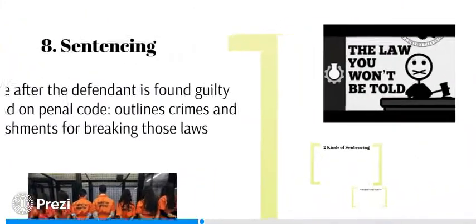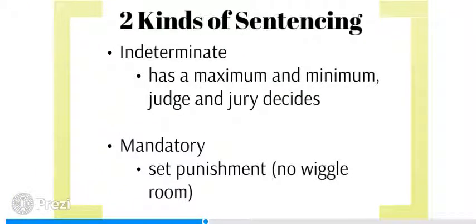Sometimes the judge has a little wiggle room and sometimes the judge does not. So, speaking of two kinds of sentencing, if the judge has wiggle room, like 25 to life, if you've heard that for murder, or like 8 to 10 or 5 to 10 years, that is an indeterminate sentence. So it has a maximum and a minimum. The jury will decide guilty or not guilty, and the judge will decide what is appropriate based on the circumstances.